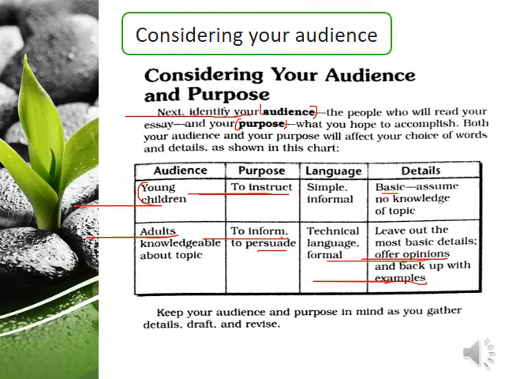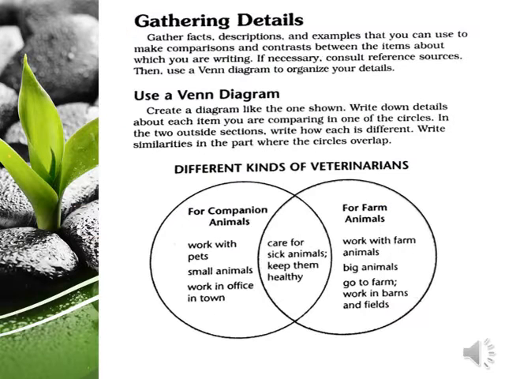Opinions and examples. So it depends on your audience. Many things depend on the audience and the purpose. Keep your audience and purpose in mind as you gather details, draft and revise your writing. So let's take a look at gathering details. Gather facts, descriptions, and examples that you can use to make comparisons and contrasts between the items about which you are writing.